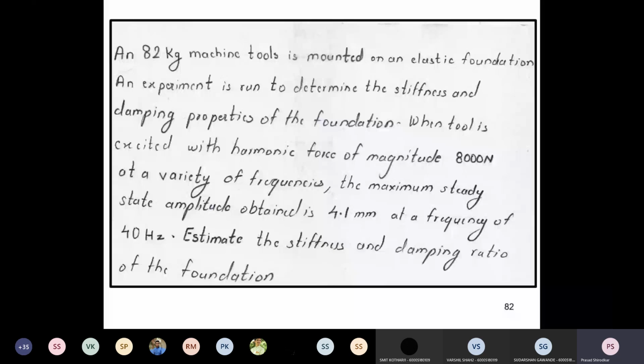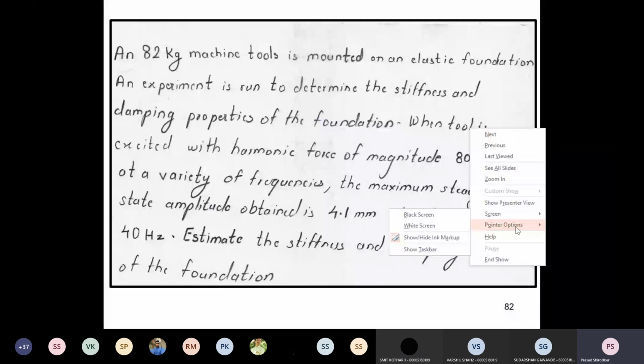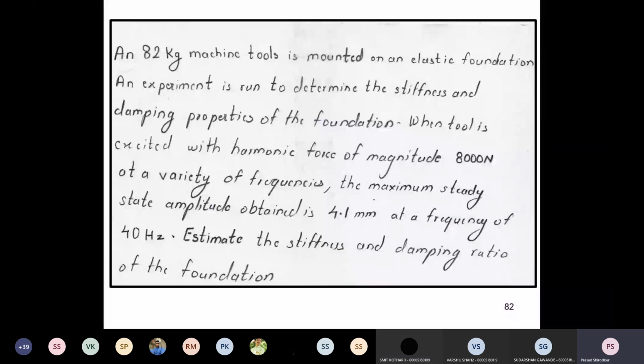So first question for today, I will just read. An 82 kg machine tool is mounted on an elastic foundation. An experiment is run to determine the stiffness and damping properties of the foundation. When the tool is excited with a harmonic force of magnitude 8000 newtons at a variety of frequencies, the maximum steady state amplitude obtained is 4.1 mm at a frequency of 40 Hz. Estimate the stiffness and damping ratio of the foundation.